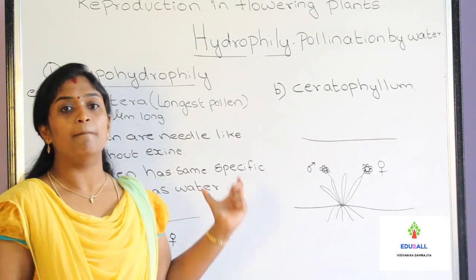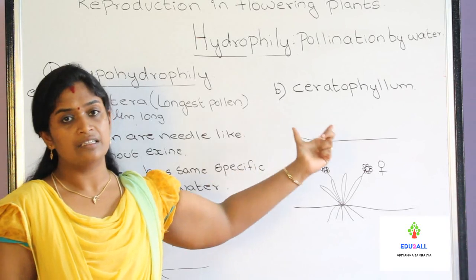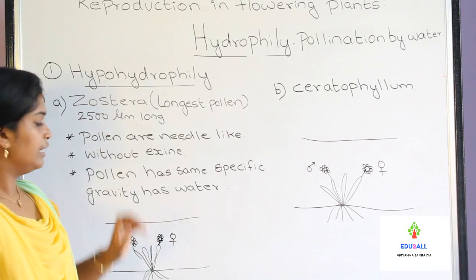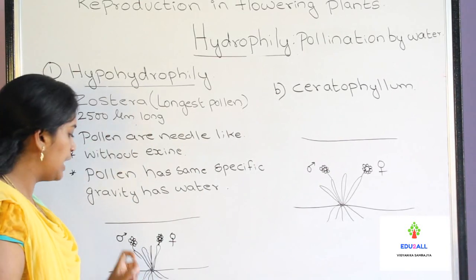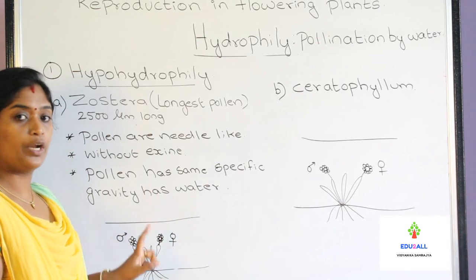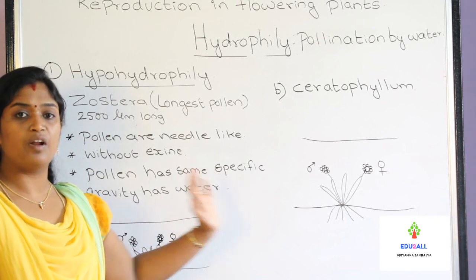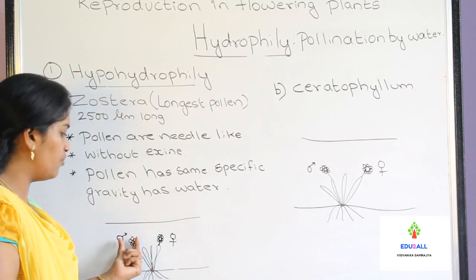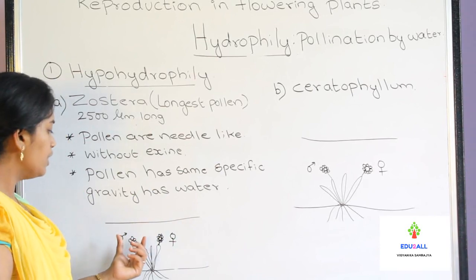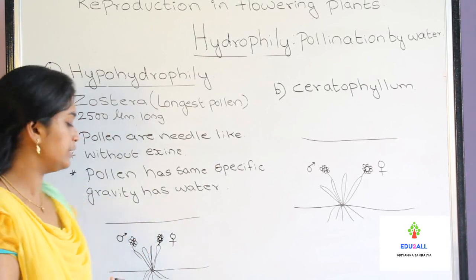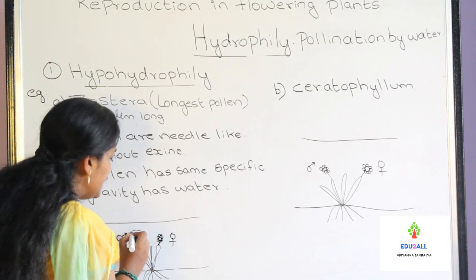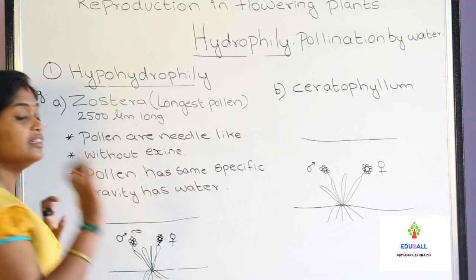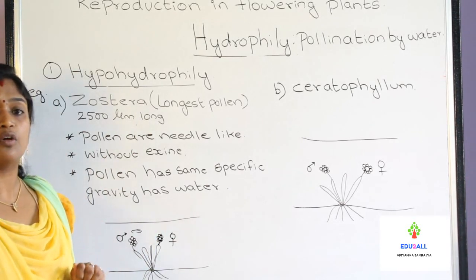Let's study in detail by taking the example of Zostera and Hydrilla. Let's first study about Zostera. These are submerged plants with roots, and the leaves are narrow in order to prevent resistance from the moving water current. These plants produce clusters of male flowers and female flowers. The male flowers will release the pollen grains. These pollen grains are needle-like and have a specific gravity equal to that of the water.